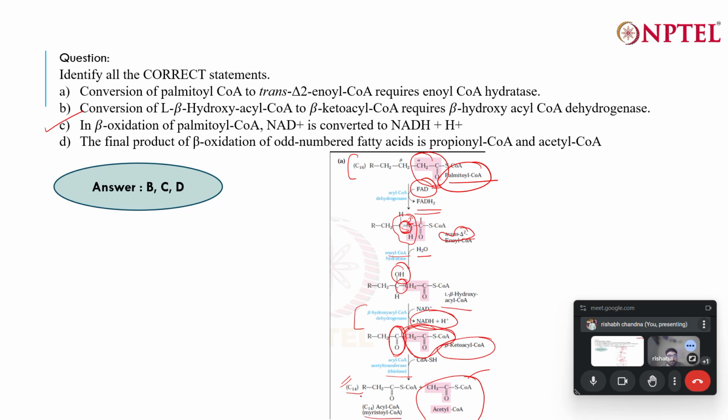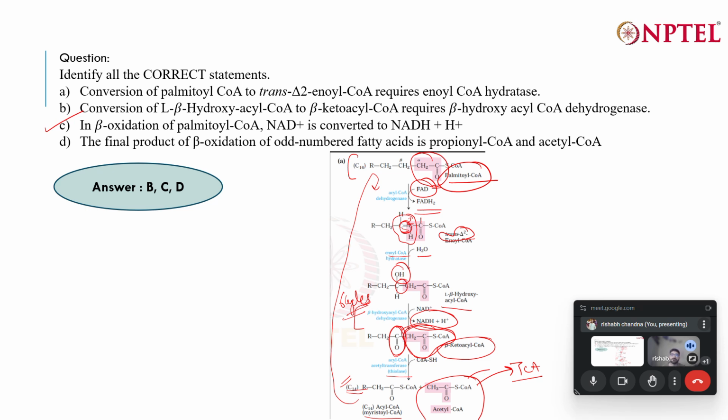Now this cycle continues further, the same thing for another six cycles to form the acetyl coenzyme A. And this acetyl coenzyme A actually enters the TCA cycle. Okay, so now let's see the options.